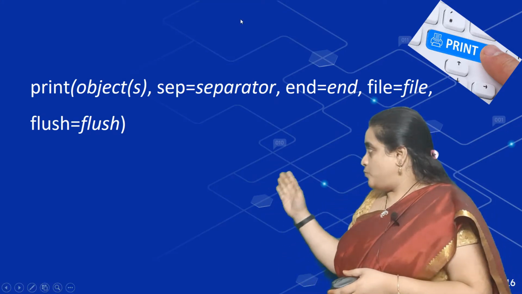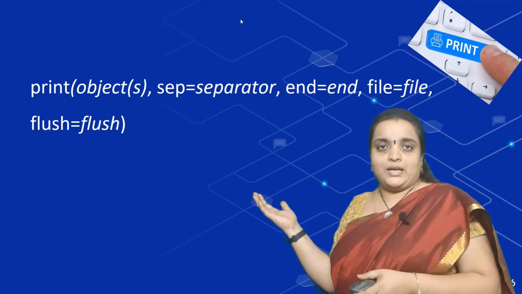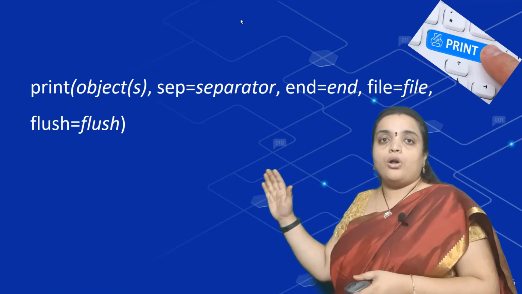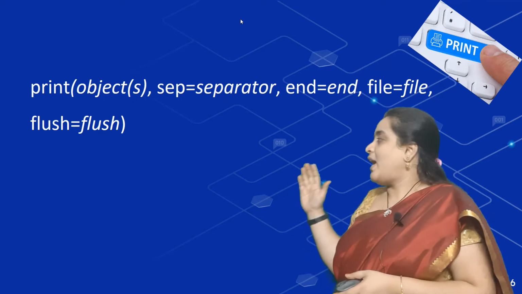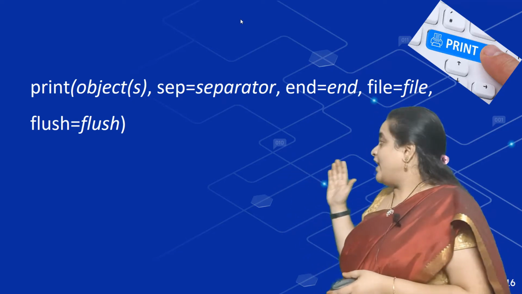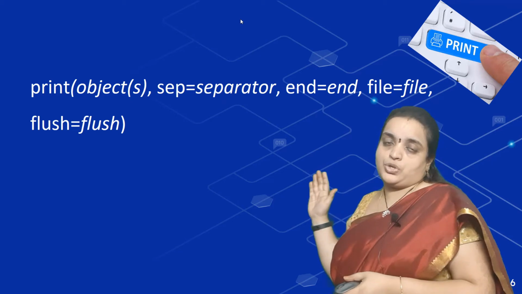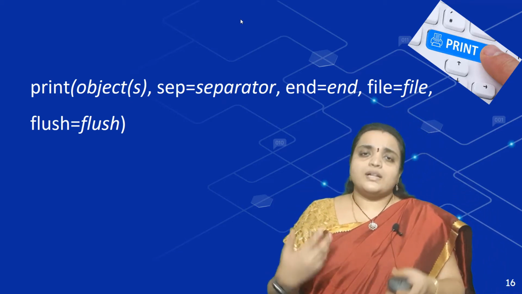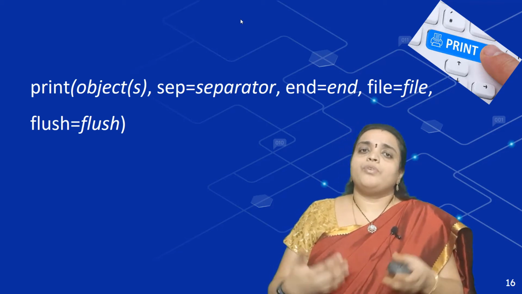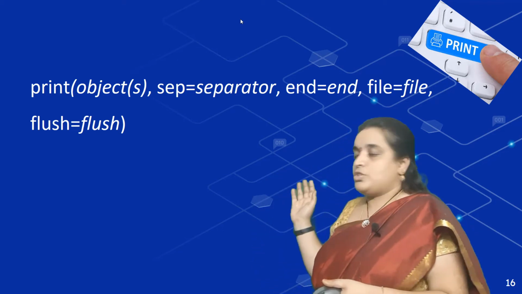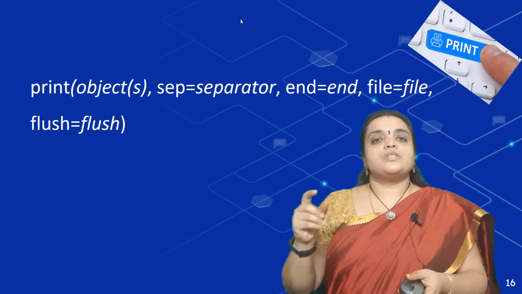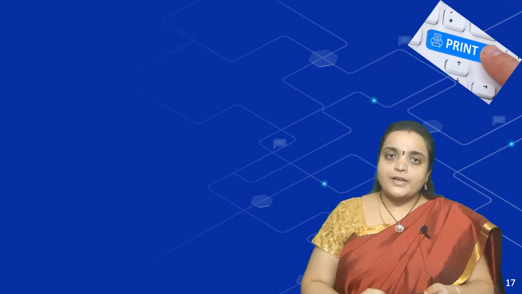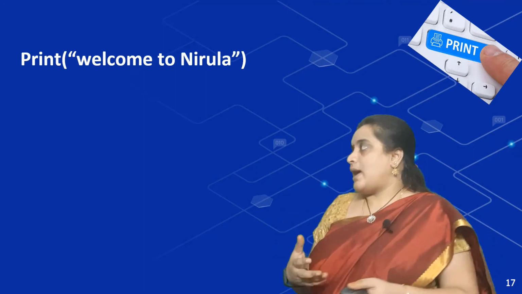Print object, whatever thing we give here, which is of string type. Separator: we can separate all the objects using a separator, and we can specify the end, we can add the file, and we can flush. If any unnecessary things are there, or any data we want to flush out, we can flush it out by using flush. So these are the attributes that a print function consists of. Is that clear, students? So let us see the example.